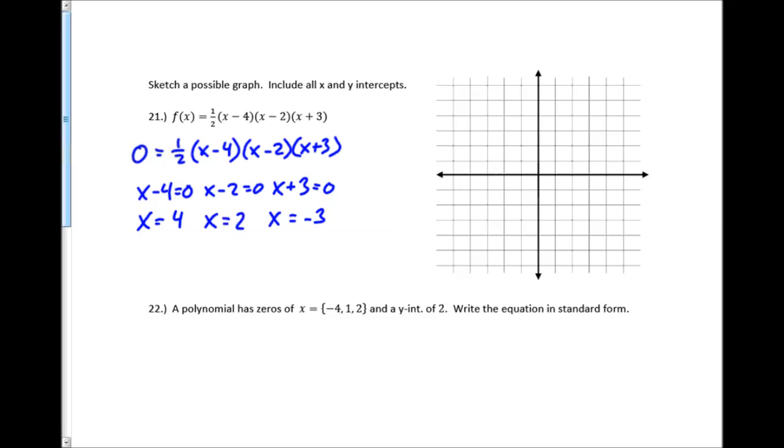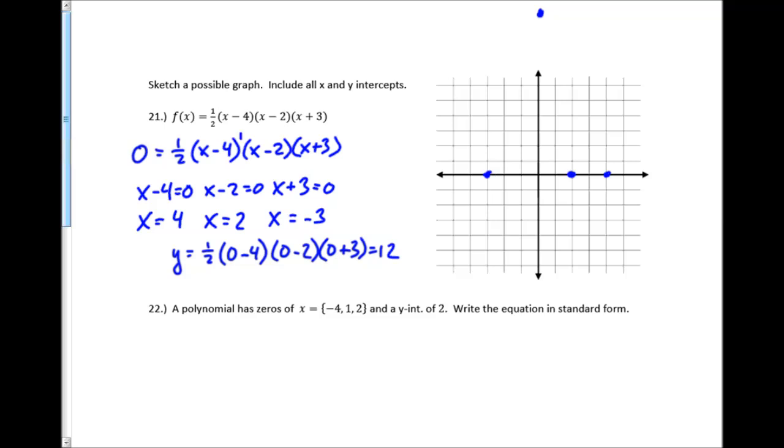And now I want to find the y-intercepts, or y-intercept. There's only going to be one this time. For any function, again, to find the y-intercept, I plug a 0 in for x this time. So I'm going to have y equals 1/2 times (0 minus 4) times (0 minus 2) times (0 plus 3). And when I do that, I multiply all this out. That gives me a 12. And so now I'm just going to plot all of my intercepts. I've got 4, which is over here, the 2, the -3, and then the 12 is way up here somewhere. But really that tells me exactly what this thing is supposed to look like.